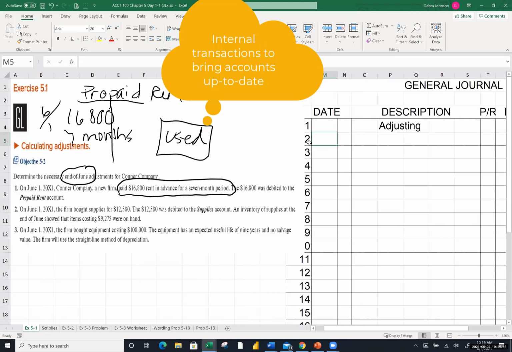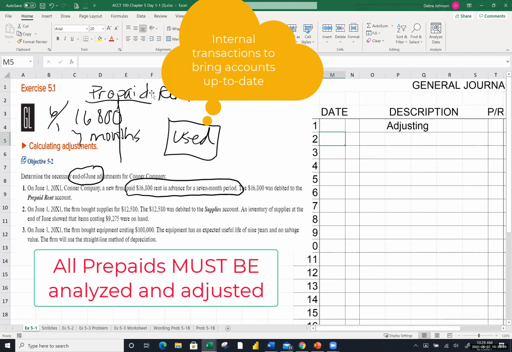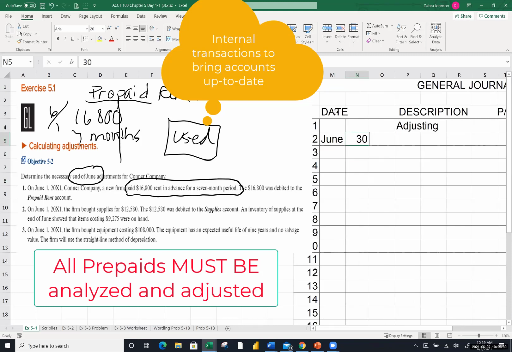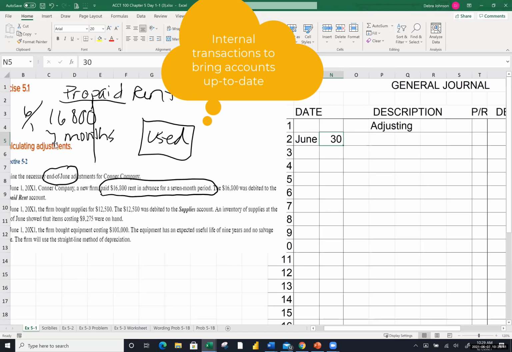One of the accounts that will not be up to date are any prepaids. So this one's dealing with prepaid rent. At June 30th, because that's when they told us to make these adjustments, at the end of June, let me make that column a little bit wider so that shows up, how much of that 16,800 has been used up? Well, since it was for 7 months, 1 out of 7 months has been used up.